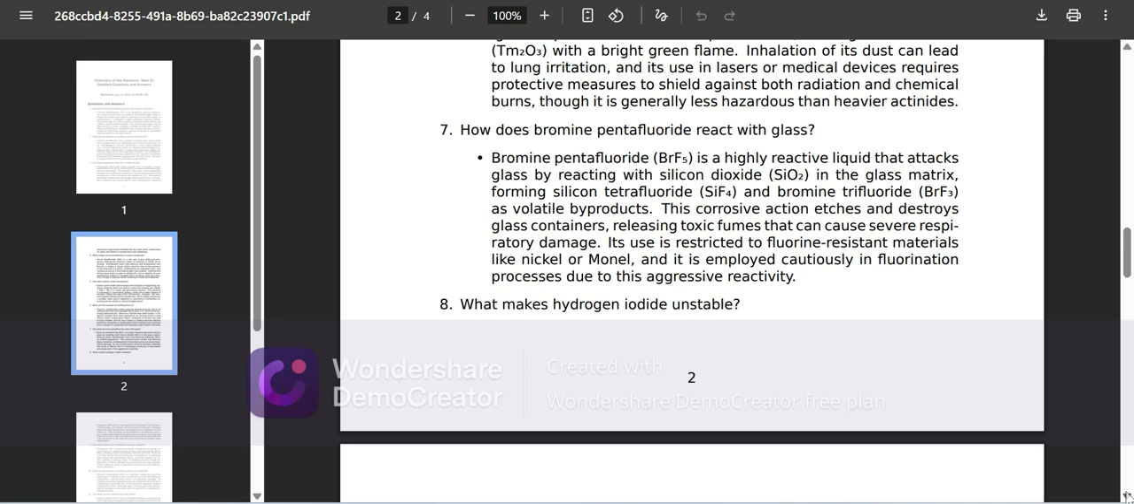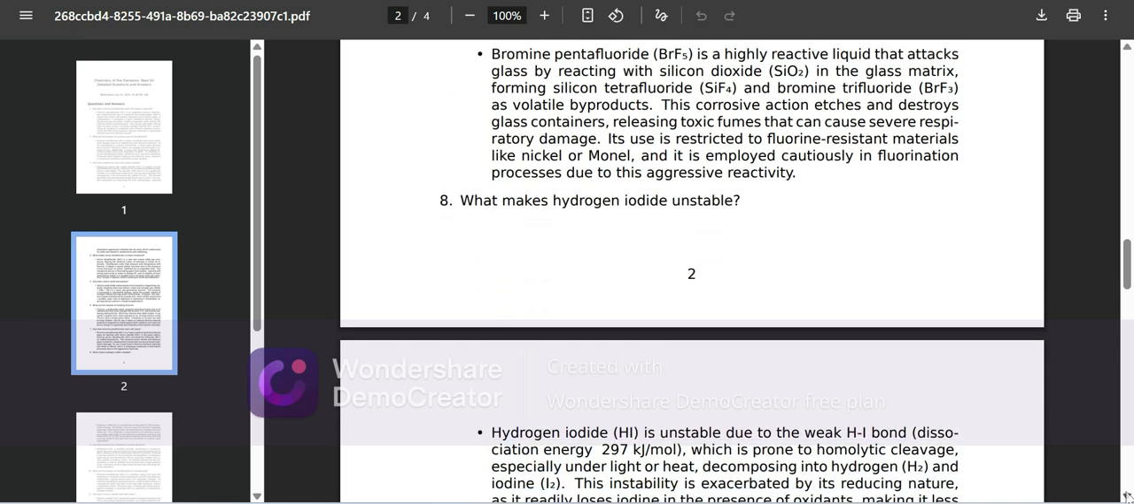This corrosive action etches and destroys glass containers, releasing toxic fumes that can cause severe respiratory damage. Its use is restricted to fluorine-resistant materials like nickel or Monel, and it is employed cautiously in fluorination processes due to this aggressive reactivity.